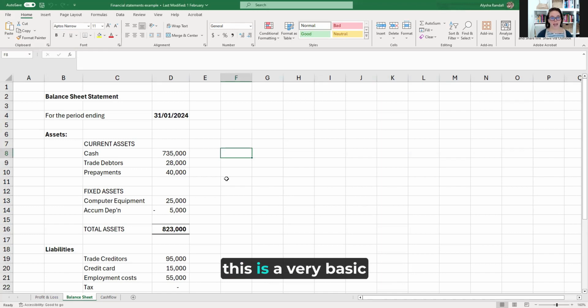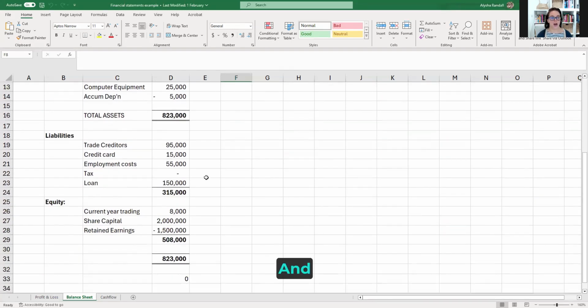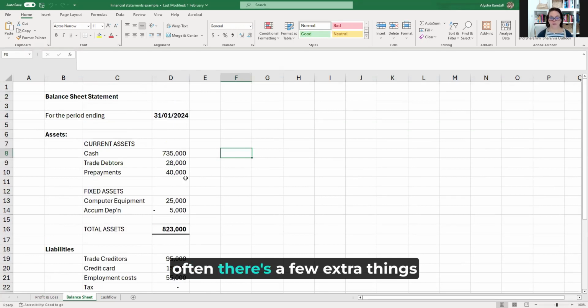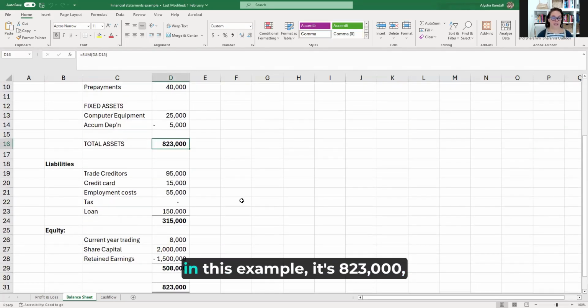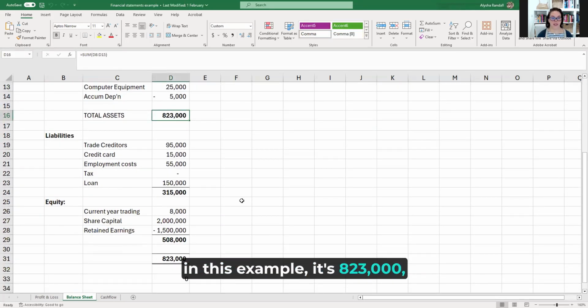So this is a very basic balance sheet. Often there's a few extra things in here, of course, and I'll talk about those, but I just wanted to start with the bare bones. It's called a balance sheet because your total of assets, in this example 823,000, needs to be exactly the same as liabilities plus equity. So those two added together is 823,000.